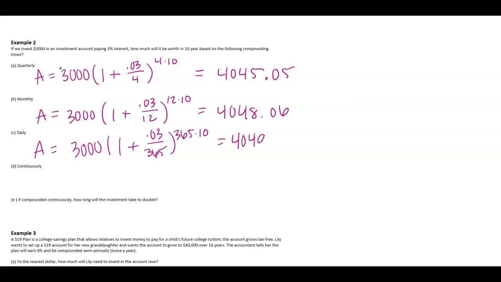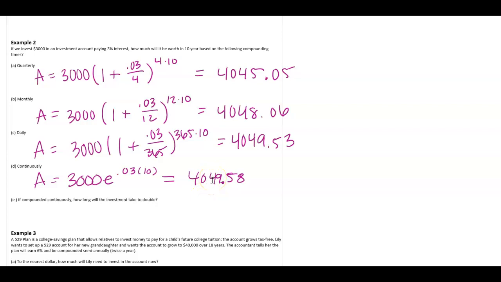You make a little bit more. And then if it's compounded continuously, then we just multiply 3,000 by e to the power of RT. It's 49.58. So a little bit more if I compound continuously on that rate there.